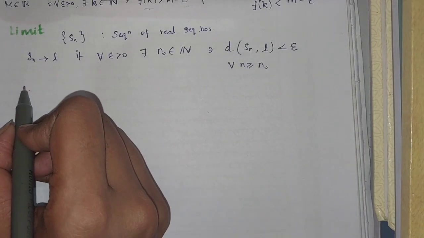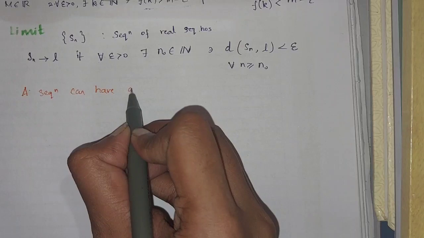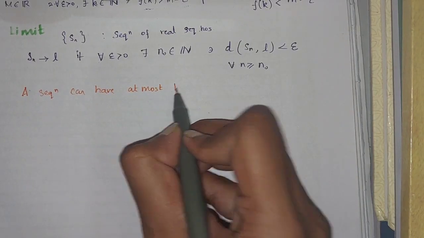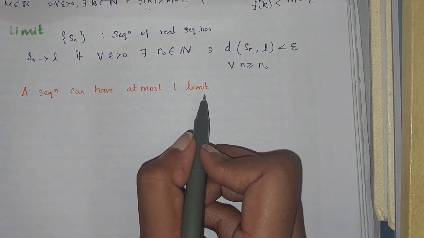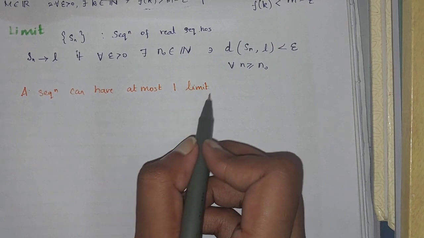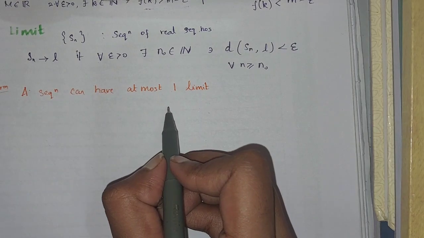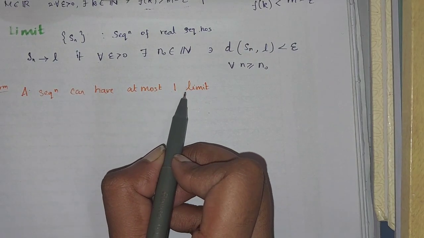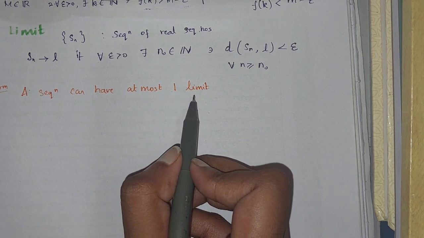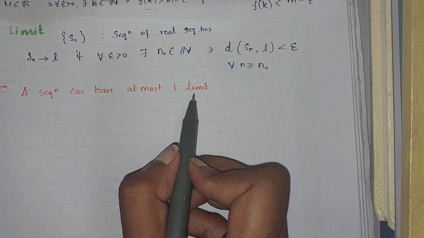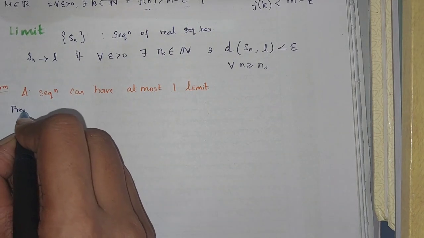Let's see a theorem which comes after this. A sequence can have at most one limit. We are talking about the sequence, so for a sequence you can talk only about the limit, not the limit point. What this theorem says is it can have at most one limit. So a sequence either can have no limit, or if it is having a limit, it is at most one, that is, only one unique limit. Here we are going to prove this. This proof is by the method of contradiction.